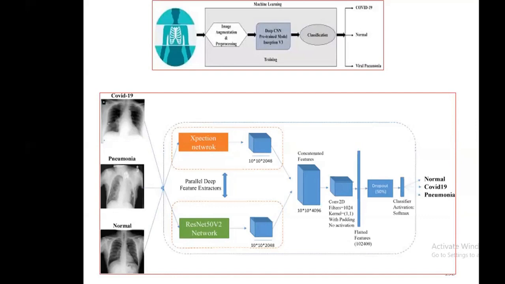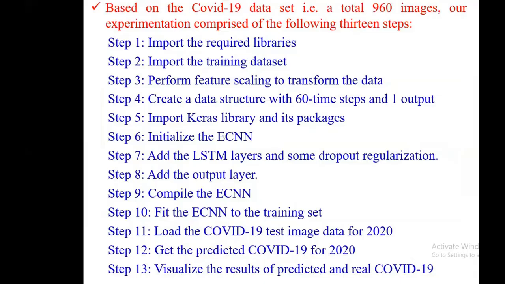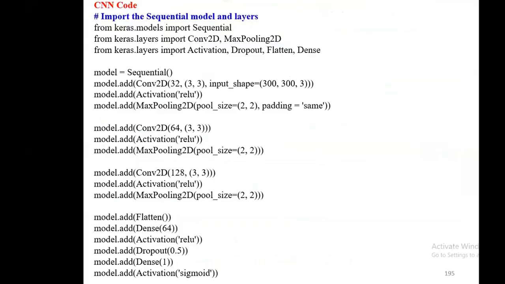Normal image, COVID-19, pneumonia. This is the training data set I have taken. And this is the algorithm I have applied in Python. Then this is the code I'm going to share with you. My dear friends, I'm going to share this code with you. I'm using the Keras library, and that is a very fantastic deep learning framework, especially in Python.